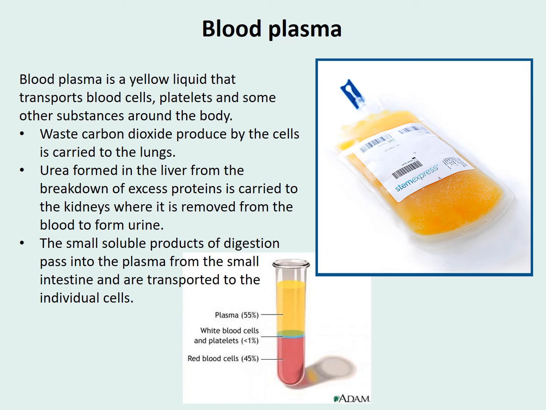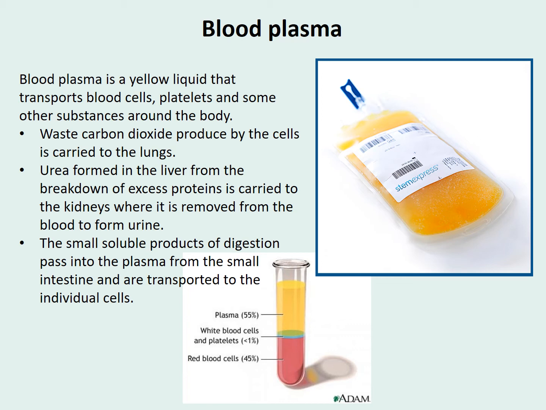There will also be, which was a big thing that we spoke about in the last topic, all of the small soluble products of digestion. So those amino acids from protein, those simple sugars from carbohydrates, and the fatty acids and glycerol from fat. Now you'll see that at the bottom, in the middle, there is actually a test tube.